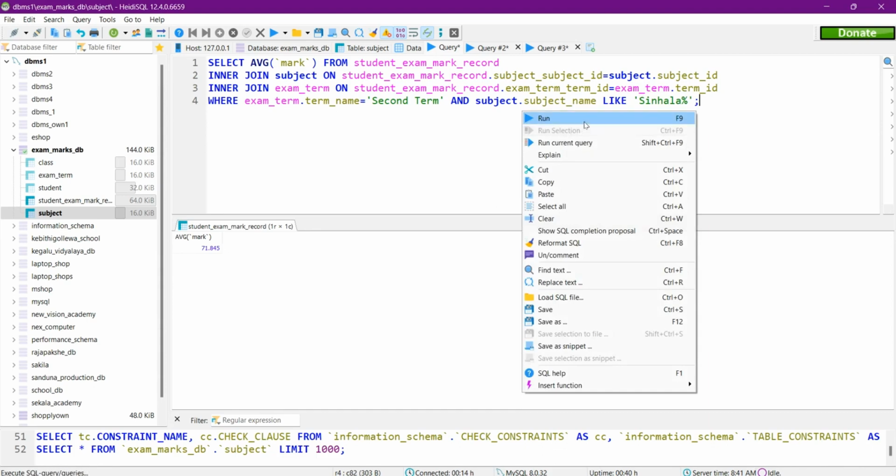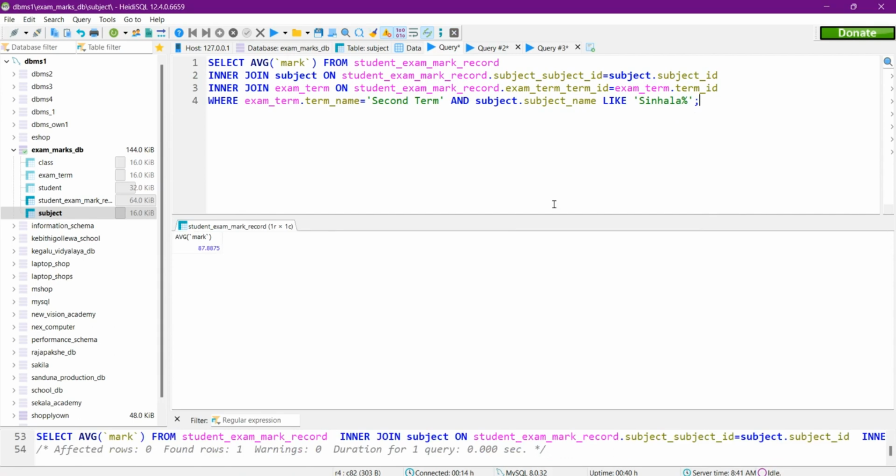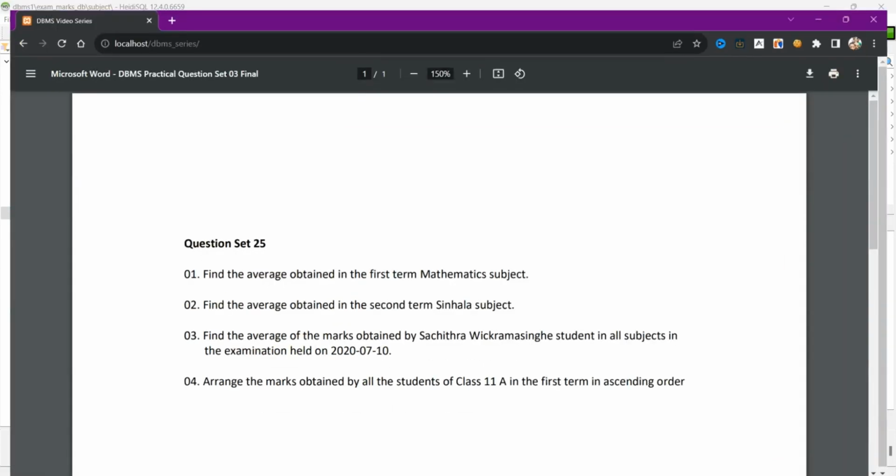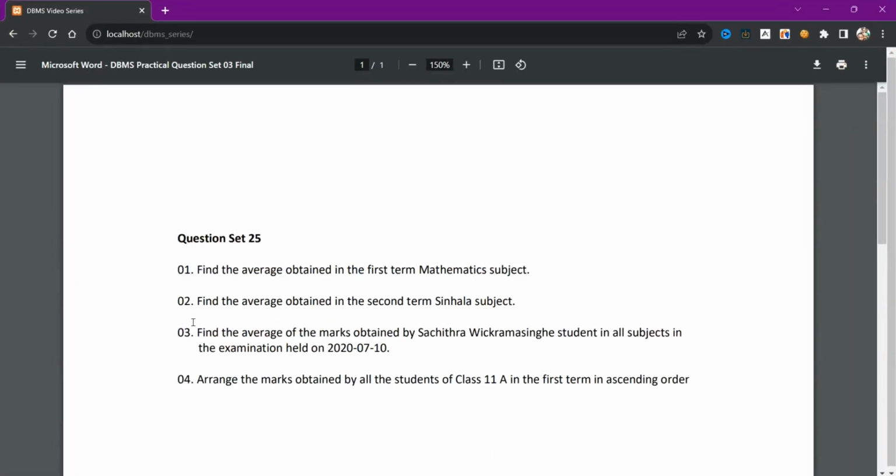And let's see whether we'll get the answer. So you can see here we got an answer. So this is the answer for the second question. And let's move on to the third one.